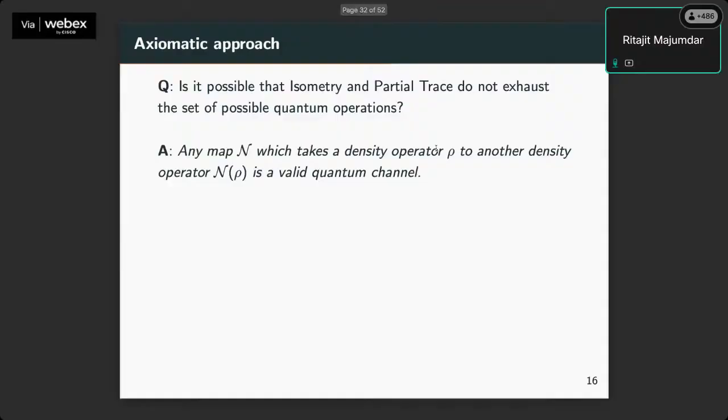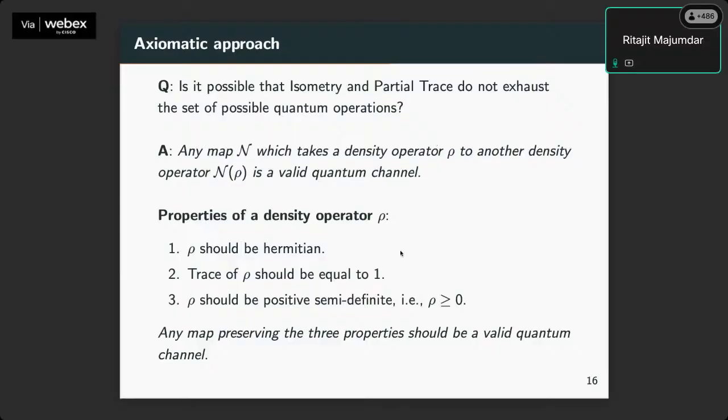The reason for this is, let's look into a quantum channel. What should be the properties of a density operator? First, it's Hermitian, which means that the eigenvalues are real. Once more, eigenvalues are real because they are probabilities. They cannot be complex. The trace of rho should be equal to 1 because the sum of all probabilities is equal to 1. And rho is positive semi-definite. That means all eigenvalues should be greater than or equal to 0. Once more, the eigenvalues correspond to probabilities. Now, any map that preserves all three of these is a valid quantum channel, and the Kraus operator preserves all three of these.